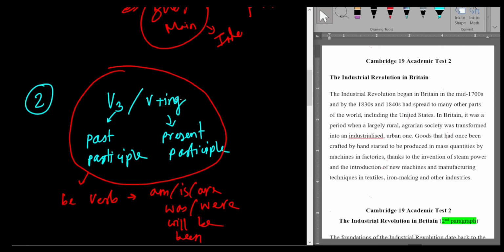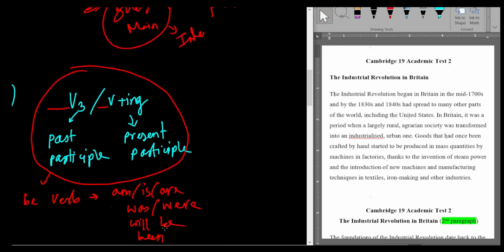If we face this V3 or V plus ing without any be verb before it, I mean on the left side of the V3 or V plus ing in a sentence, and there is no be verb, then we will not consider the later part, the later clause or phrase of the V3 or V plus ing, as important.